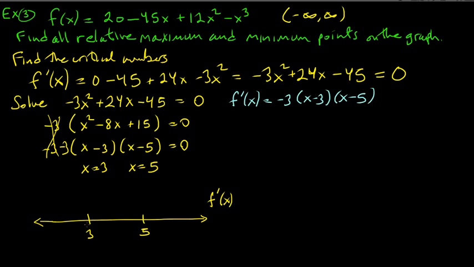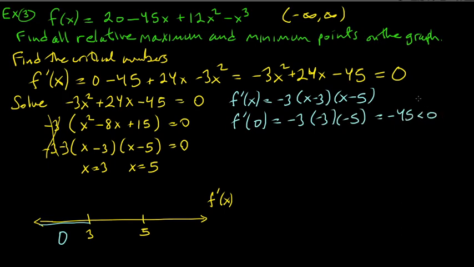Okay, so let's start with the first interval here. Pick your favorite number less than 3. So I like 0. If you plug 0 into the derivative, you just get -3 times -3 times -5, which is -45, right? So now we know the derivative is negative when x is less than 3, so it'll be decreasing on that interval.